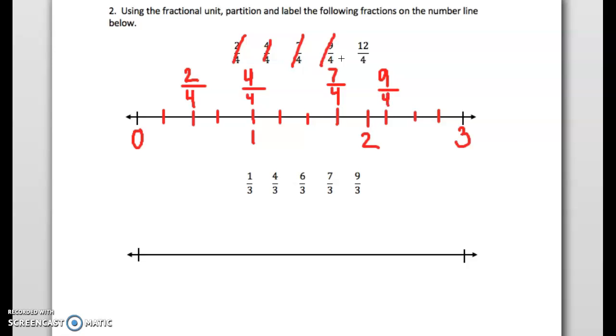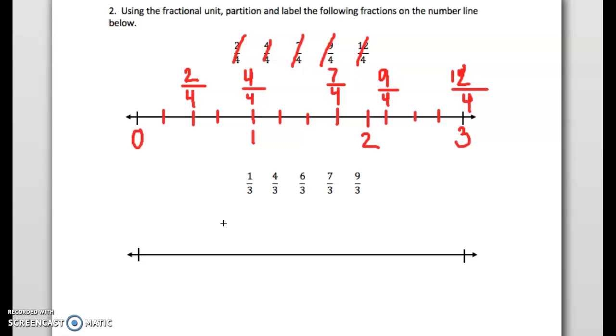Cross it out, and all that's left is 12/4. So let's continue counting, beginning at 9/4, 10/4, 11/4, 12/4 would lie at whole number 3.